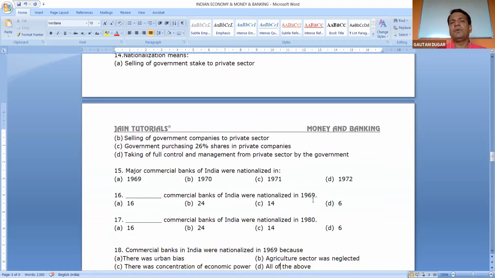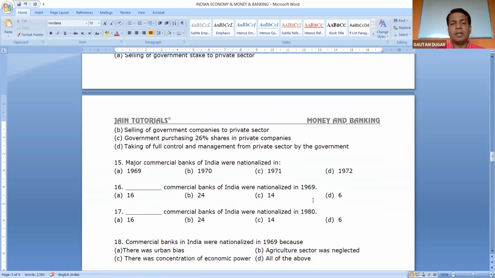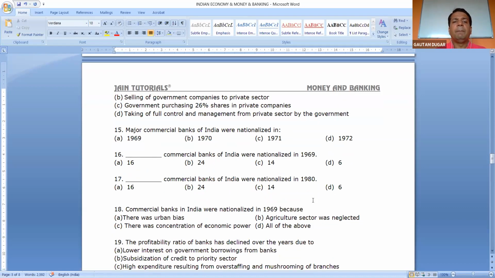Though these few questions are not there directly in the study material, you must still know them, as they have put them over here. Major commercial banks of India were nationalized in 1969, and in 1969, you must remember 14 banks were nationalized. Again 6 more banks were nationalized in 1980. So I hope you got the 15, 16, 17. For question 15, the answer is 1969. For number 16, the answer is C, 14. For number 17, the answer is D, that is 6.